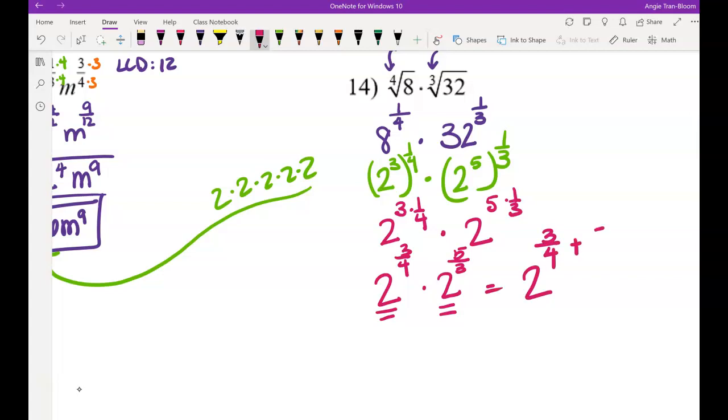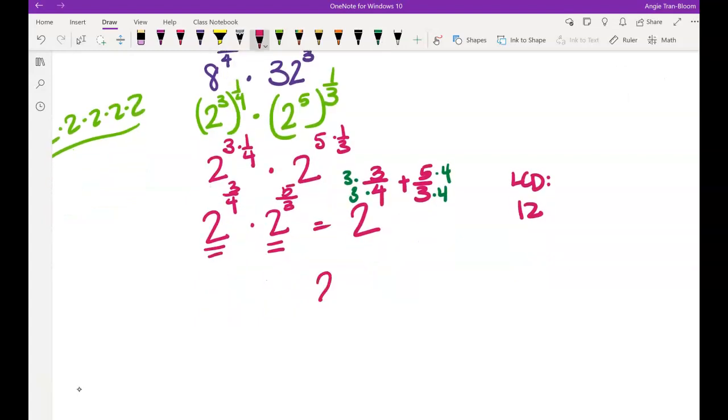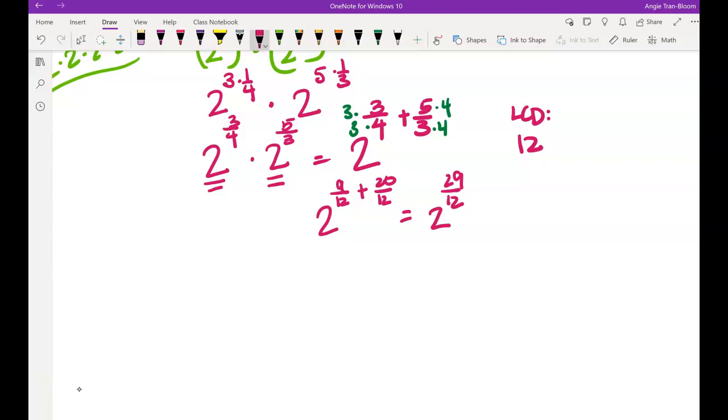3/4 plus 5/3. And our LCD is going to be 12. So what that means is I'm going to multiply this by 3, multiply this by 4. Look at that. That's going to be 9 over 12 plus 20 over 12, and that's going to be 2 to the 29th over 12. We've broken it down as the simplest rational exponent, but they want us to write it in radical form. So 12 index goes here, 2 to the power of 29.